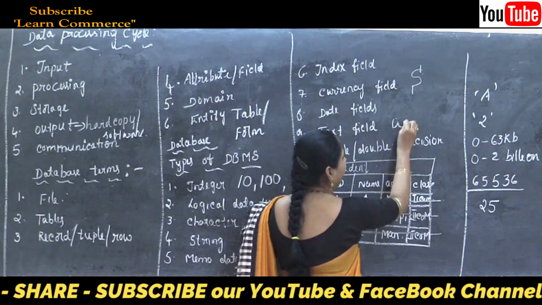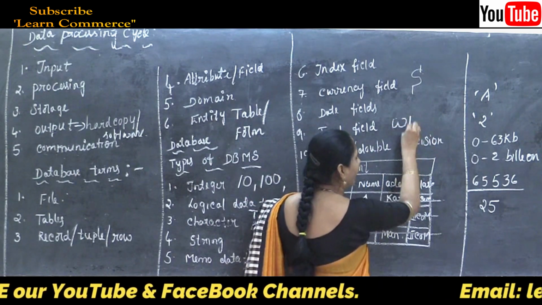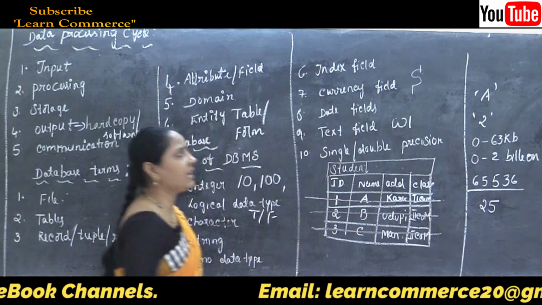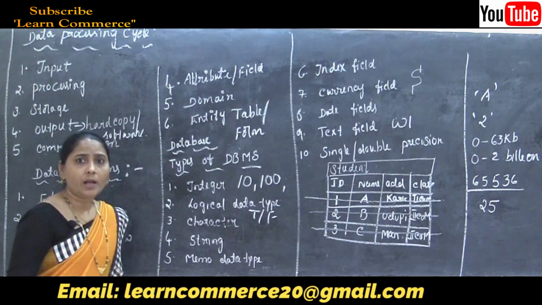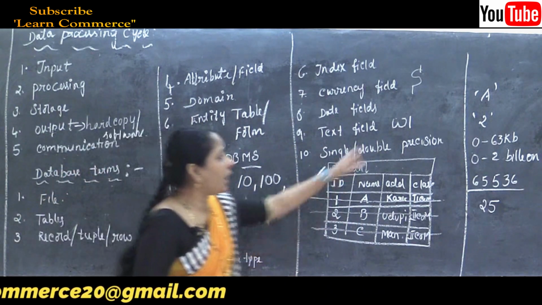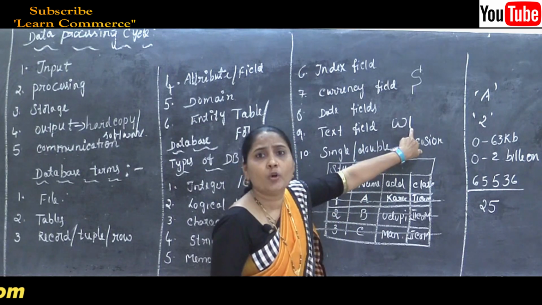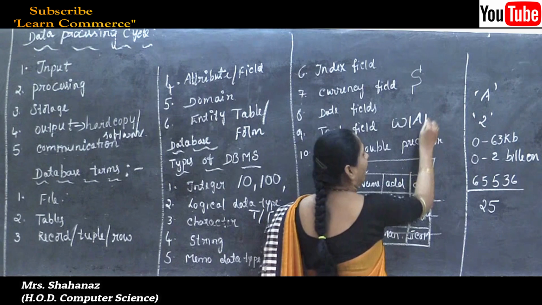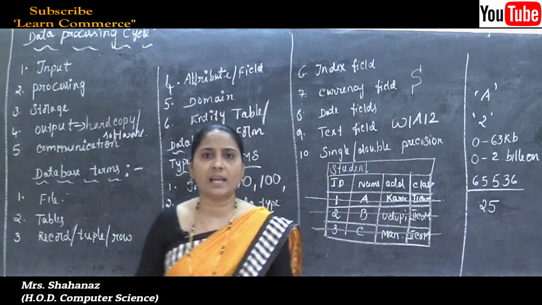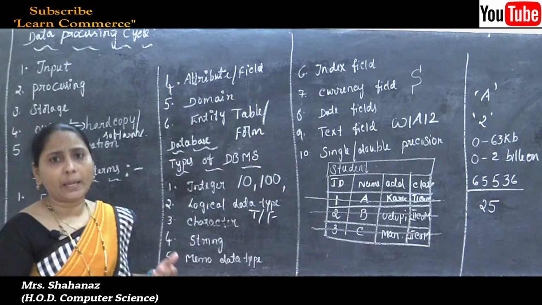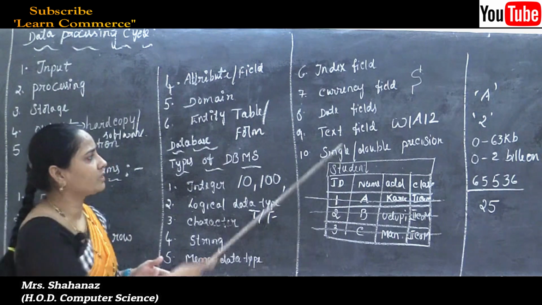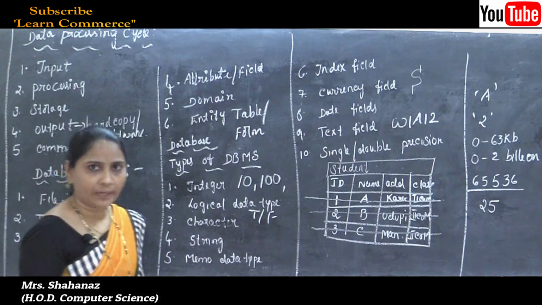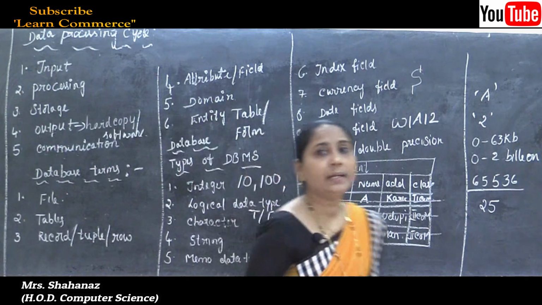One example we can write here is W1. Clear this point? This is the example for alphanumeric: the alphabet is there as well as the numeric number. So W1, otherwise A12. This is the example. If you want to enter this type of data, you use a field like the text field while creating the database.